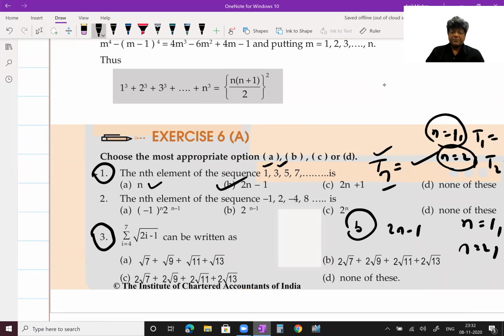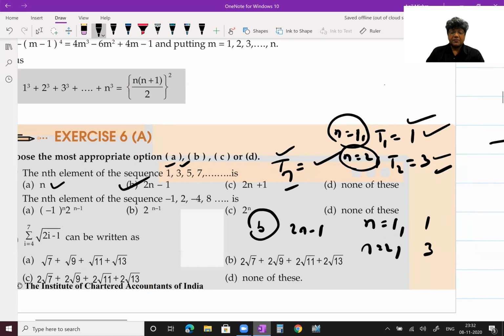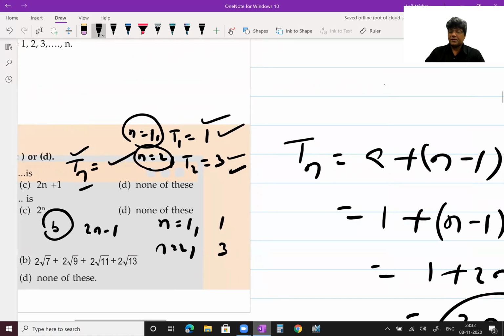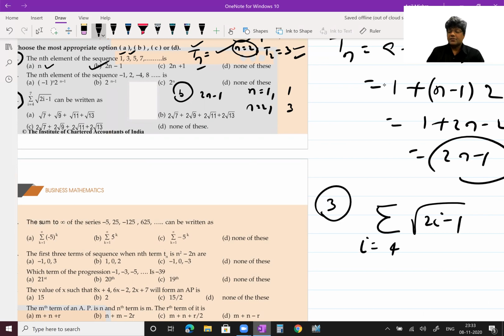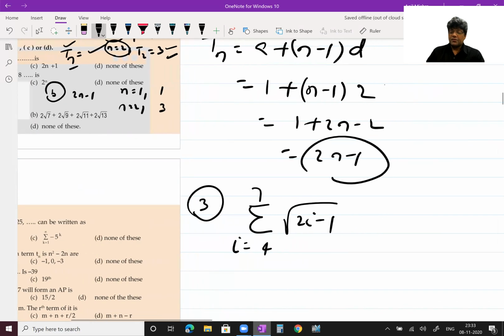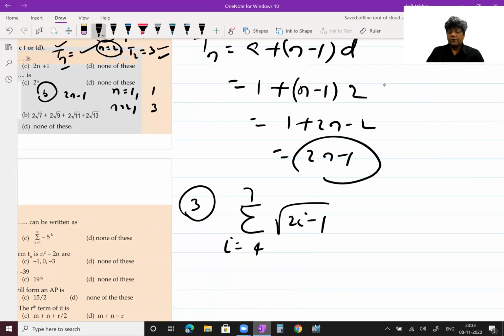Question number 3. Summation means sum up. Summation, guys, see. This question number 3 is summation of root over 2i minus 1, i is equal to 4 to 7. So go on substituting i from 4 to 7 and adding them up.